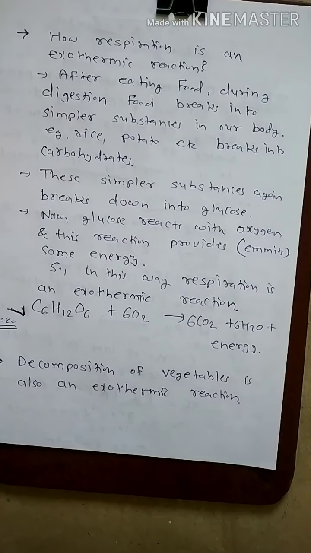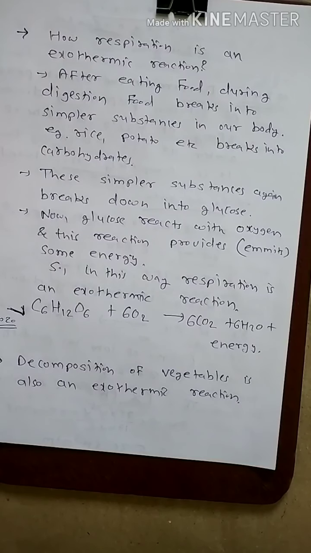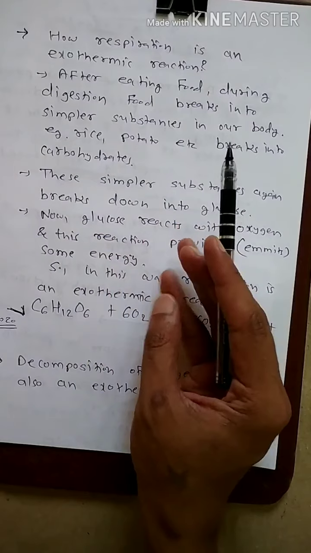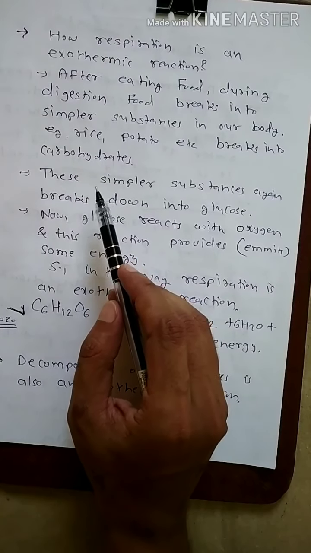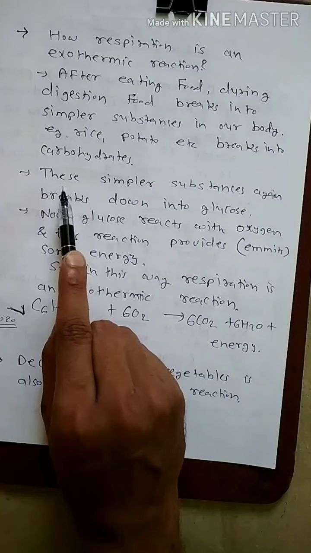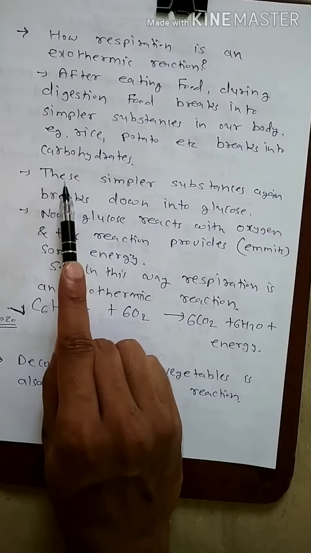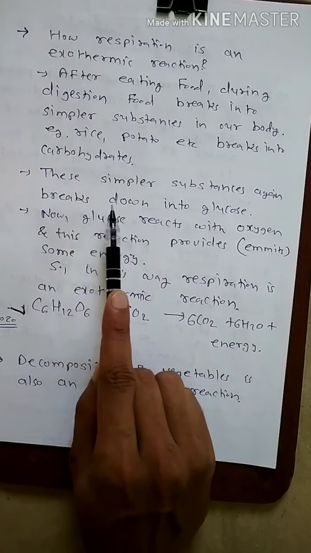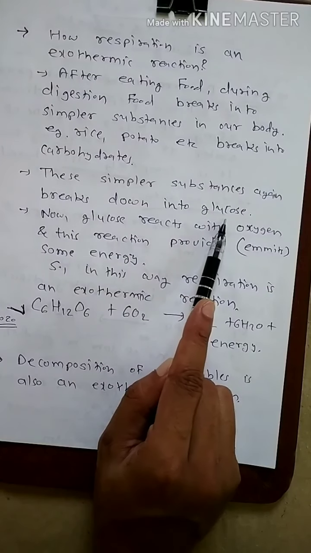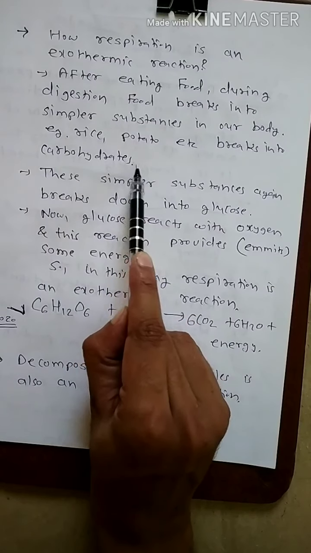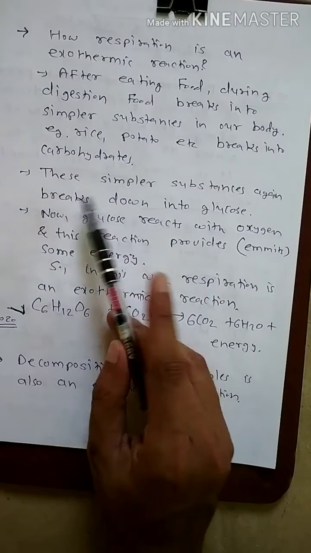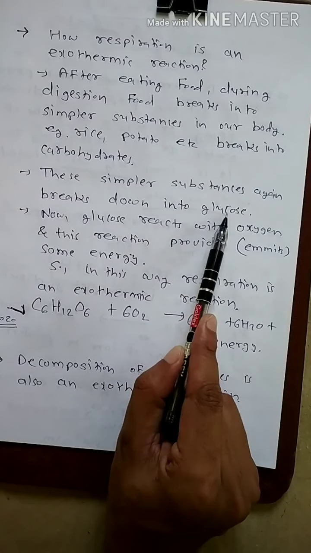So what did we say in the first point? When we eat food and it goes into our stomach, the food will break into some simpler substances. That substance may be carbohydrate or protein or sugar or anything else. Now, in the second step, what will happen here? These simpler substances break down again into glucose. The carbohydrate or protein produced as a simpler substance will break down into glucose.